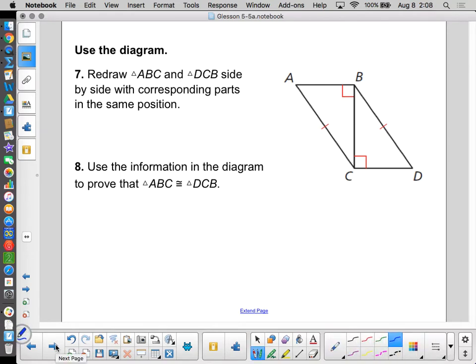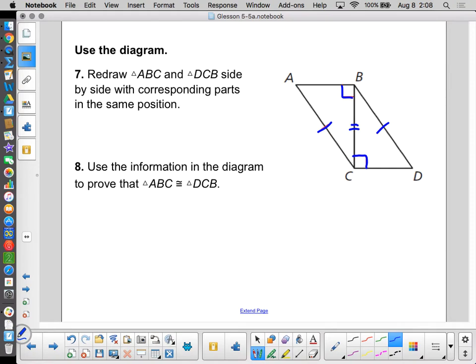So do I have hypotenuse leg in this situation? Well, I got my right angles. So I got my right triangles. I've got my congruent hypotenuse, that's given. What else do I need? I need a corresponding leg congruent, and I do indeed have a shared side. And then I can go ahead and do that.